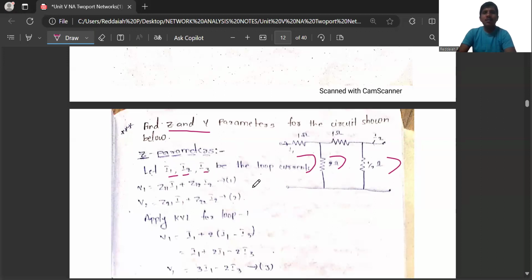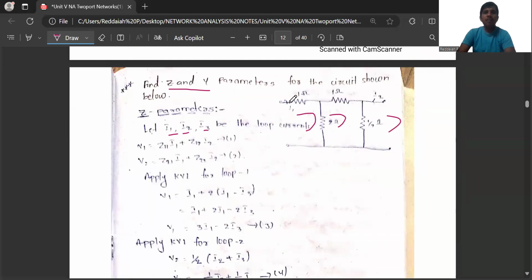You can assume the currents in different directions. According to that, we have to find Z parameters. Find Z and Y parameters for the circuit. We know that for Z parameters, what is the equation? V1 equal to Z11 I1 plus Z12 I2, make it as equation 1. Write equation 2 also for Z parameters.